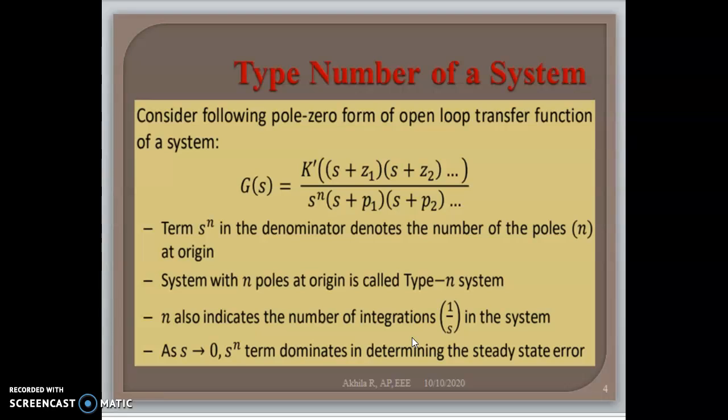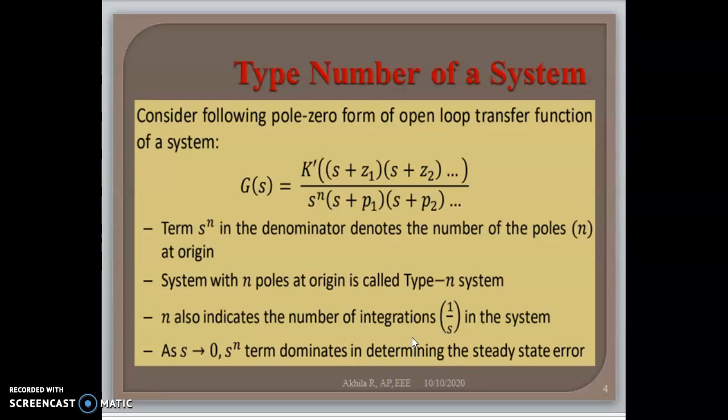We have also learned another concept, which is the order of the system, and the order of the system is given by the highest power of s in the denominator. The type number of a system is again found out from the denominator expression, and as you can see, a term s raised to n is going to denote the number of poles at the origin. If your expression has no poles at the origin, you are not going to have that term. So a system which has n poles at the origin is known as a type n system.